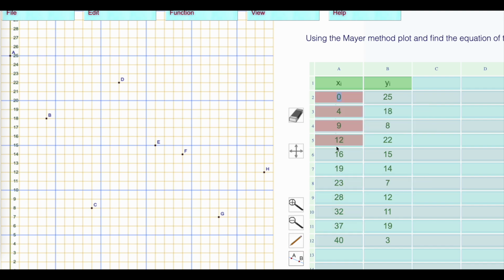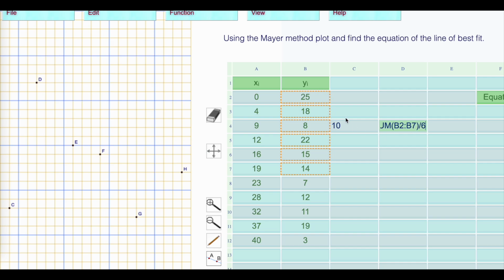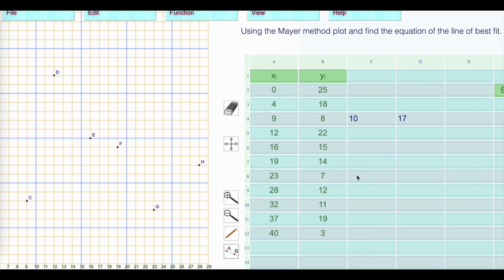I'm going to take the average of these values, which is the sum of these values divided by 6, because there are 6 of them, to get the average. Do the same over here. So the sum of these divided by 6 values. That gives me 10 and 17. Now down here, I'm taking these 5 values. The sum of these 5 values gives me 32, and then that gives me 10.4.